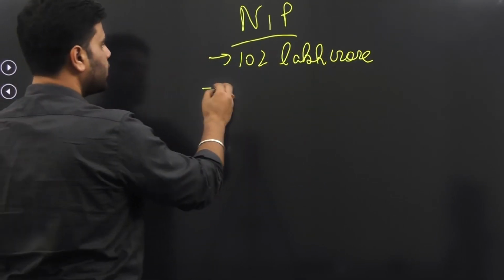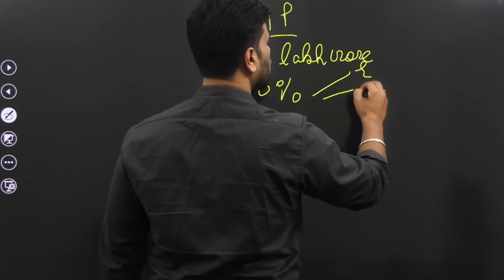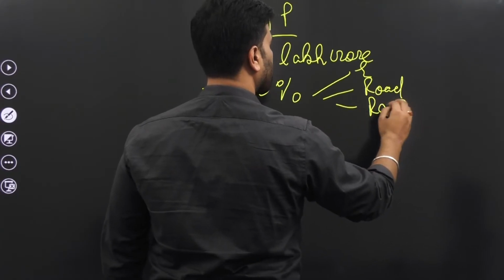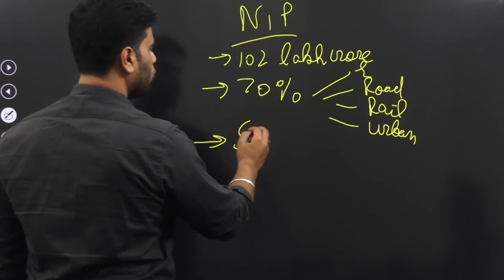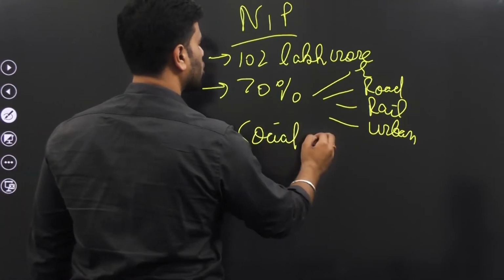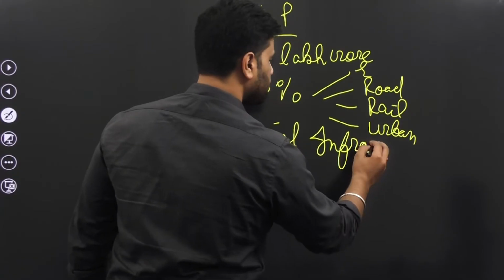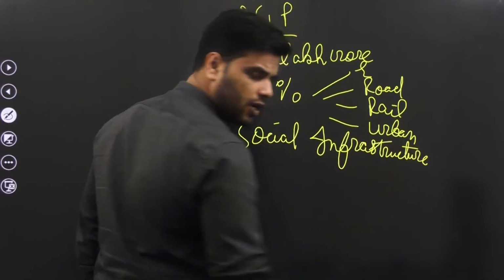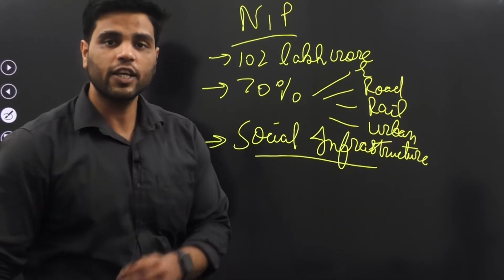102 lakh crore project. 70% of the projects would be in energy, road, rail, urban. But we will also focus on social infrastructure. Why social infrastructure? What do we mean by social infrastructure, by the way? Schools, hospitals, like that, right? So social infrastructure is also important, not just economic infrastructure.